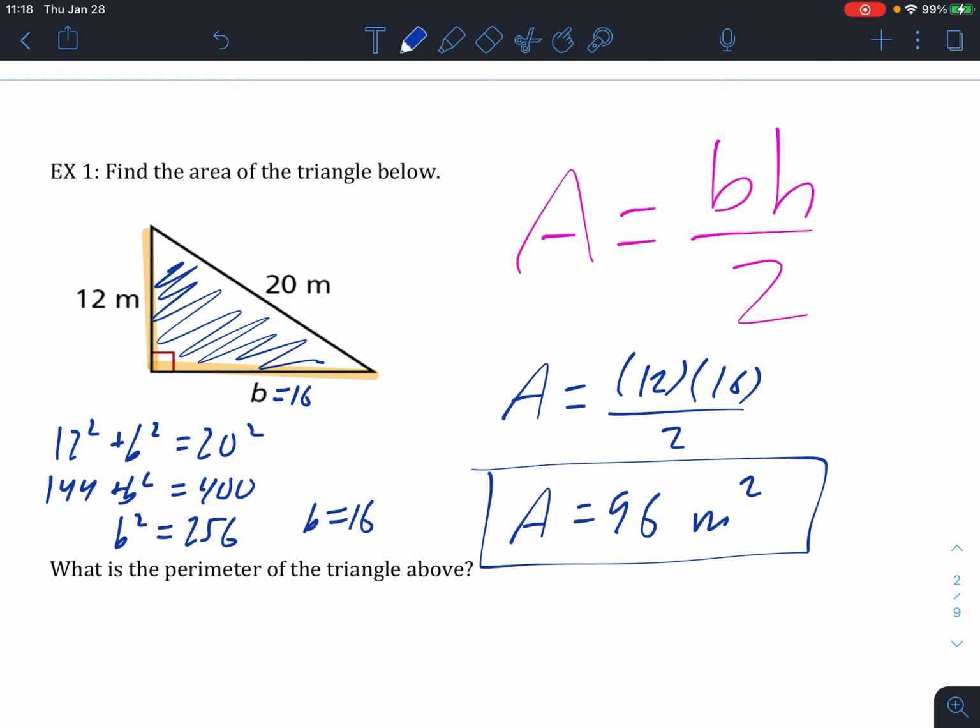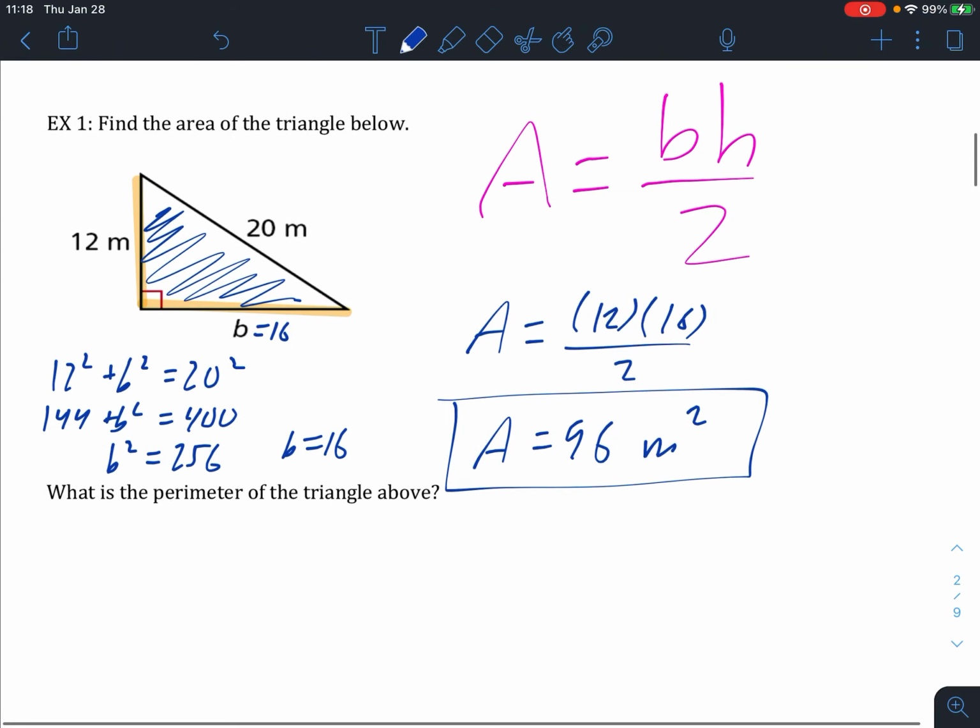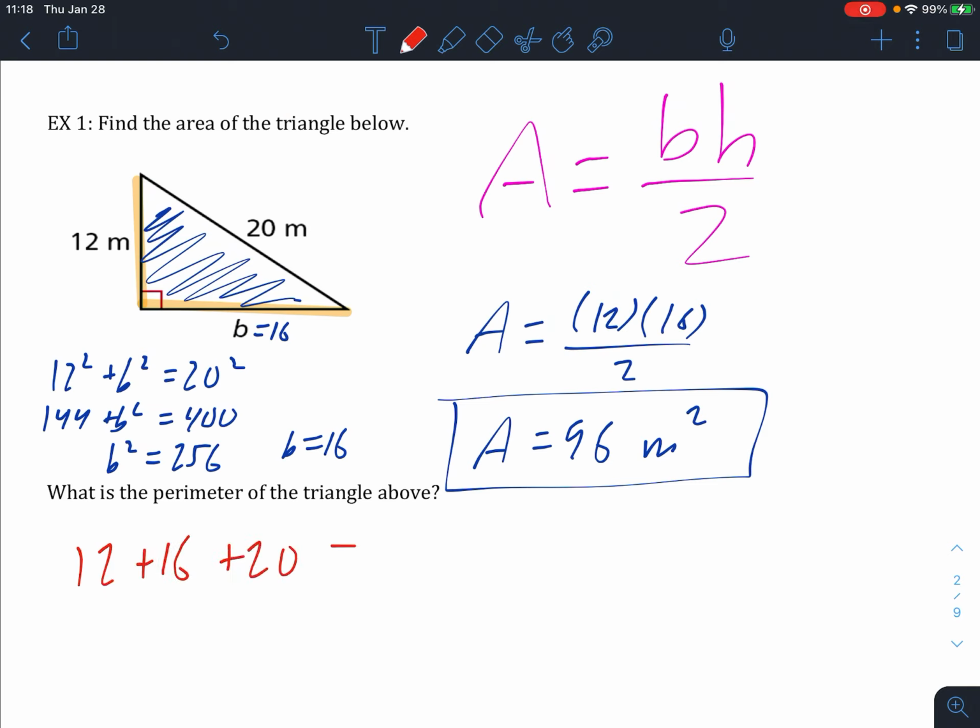Okay. Then what is the perimeter of that triangle below? Well, that's easy enough. We're just going to take our three sides and add them together. And we get 48. And what are the units on that? That's just meters to the first power, or just meters. So perimeter is a distance around, one-dimensional. Area is the inside, it's two-dimensional. That's why meters to the first power for perimeter and meters to the second power for area.